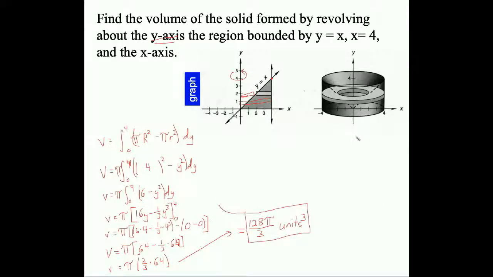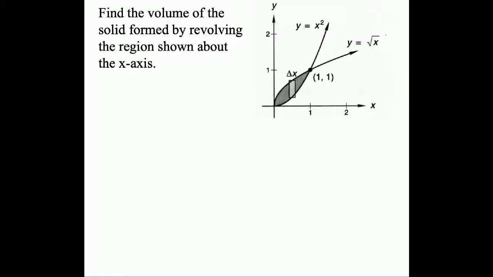So the volume equals 128 pi over 3 units cubed. Our next one, find the volume of the solid formed by revolving the region shown about the x-axis. So right away we know this is about the x-axis. And when we go about the x-axis, we want to find the volume.